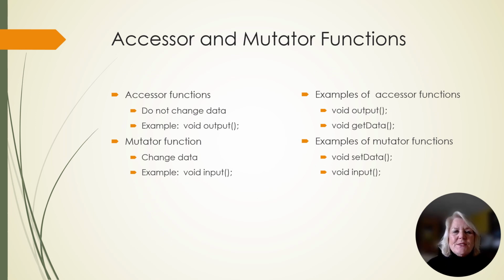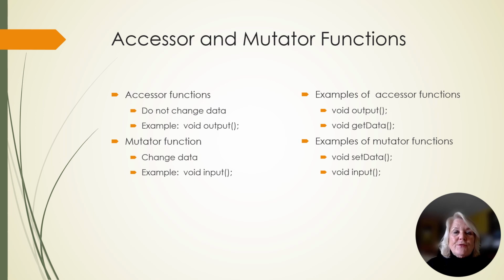There are two basic types of functions, accessor functions and mutator functions. On the left, accessor functions do not change the data. An example of an accessor function would be void output. All it is doing is outputting the values. Looking to the right, examples of accessor functions, we had the output. It also might be a function called getData that all it does is retrieve the data. It doesn't change it at all.